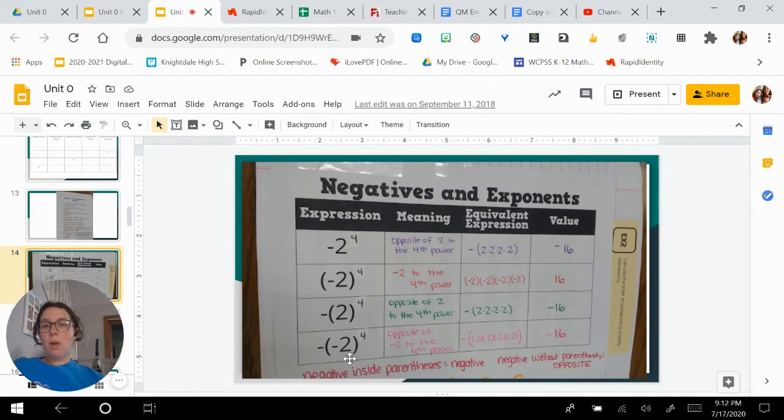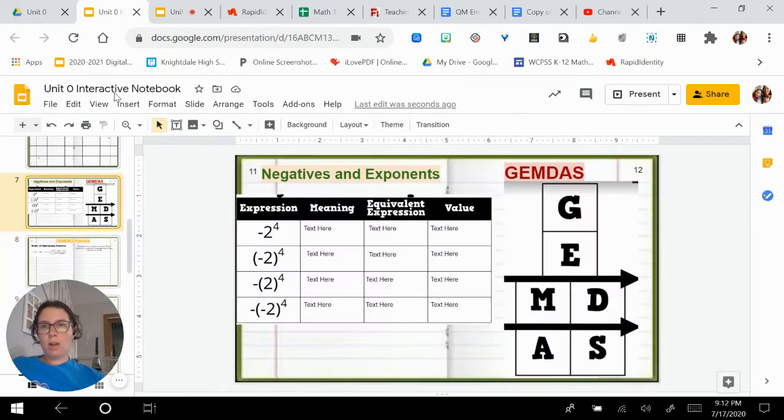All right, now we have the same thing again, but now we have a negative on the inside and the outside. So what we're doing is opposite of negative 2 to the fourth power. See here, I have a negative with it, so it's the opposite of the negative 2. So we multiply negative 2 four times, which would be positive 16. We got that. But now what's the opposite? Negative 16. Okay? So this is just some notes. Negative inside parentheses. Okay? Negative without parentheses is opposite. So just keep that in mind. And that's what you're going to fill in right here.